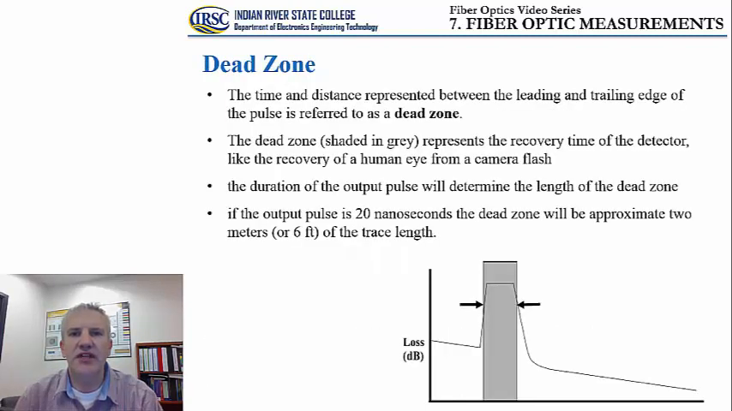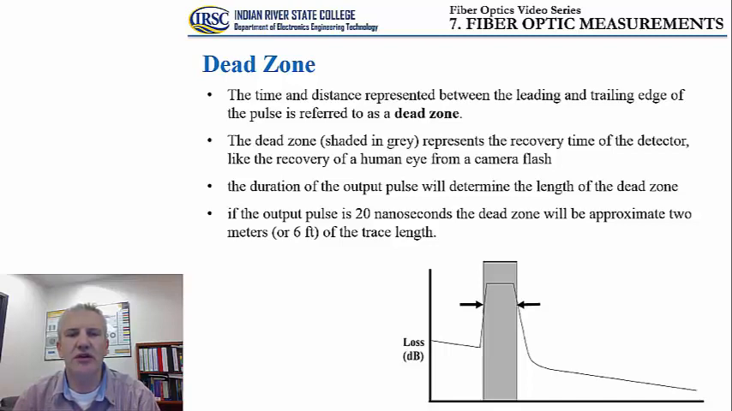An important aspect of OTDR measurement is the concept of the so-called dead zone. What's basically happening is when you are shooting this pulse using the OTDR, the OTDR as a device almost acts as kind of getting blind for a short period of time. In other words, when you send a pulse, there's a short period of time when the OTDR will not be able to receive any kind of reflection back from the cable that's under the test. So that's the so-called dead zone.